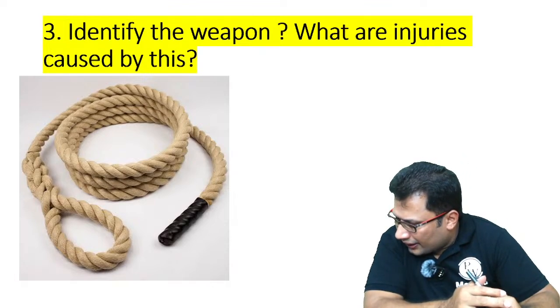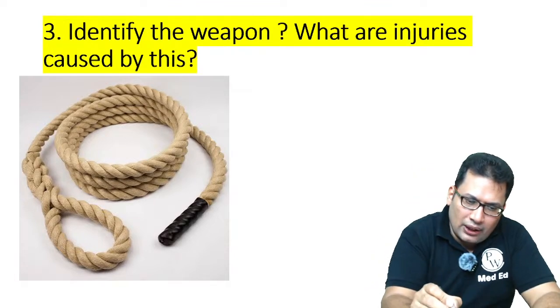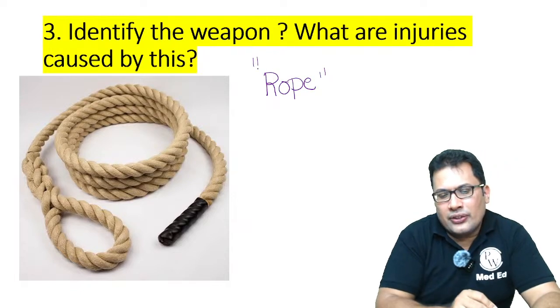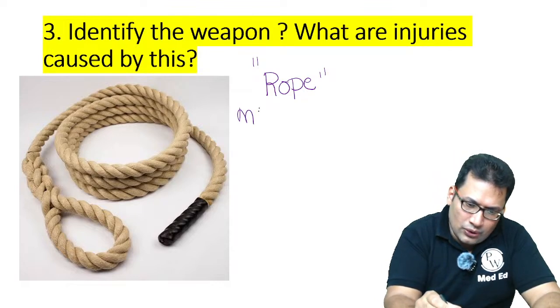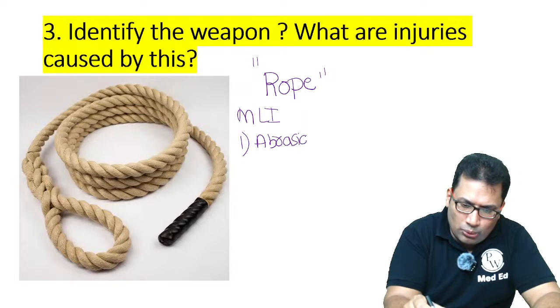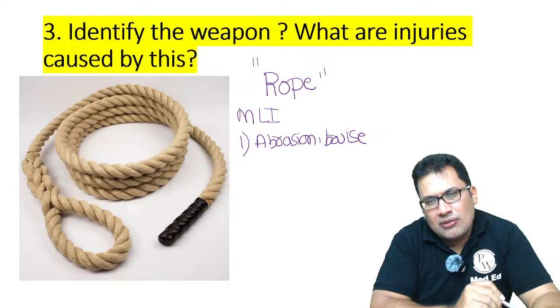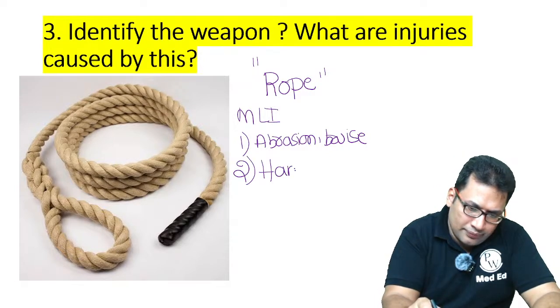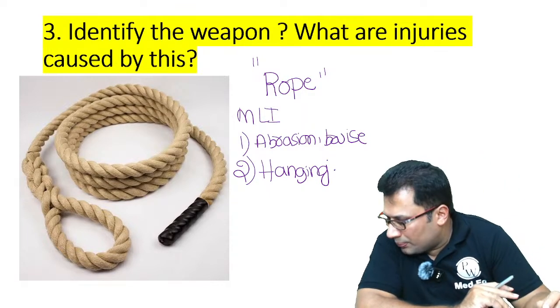So, what is this basically? Yes, this is the rope, nylon rope. So what is the medico-legal importance? One, it causes abrasion, bruise, contusion, laceration also. Second, it is also used in case of hanging. If you write this, it is more than sufficient.